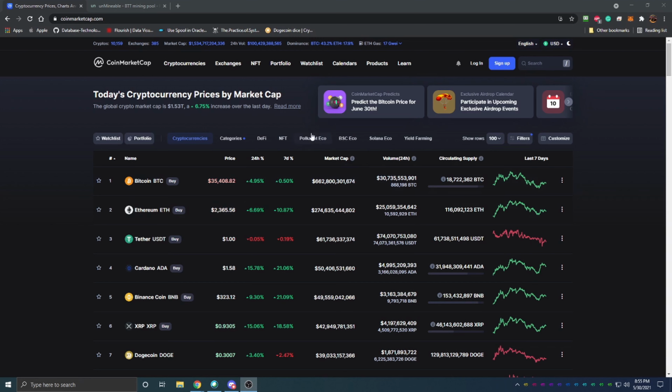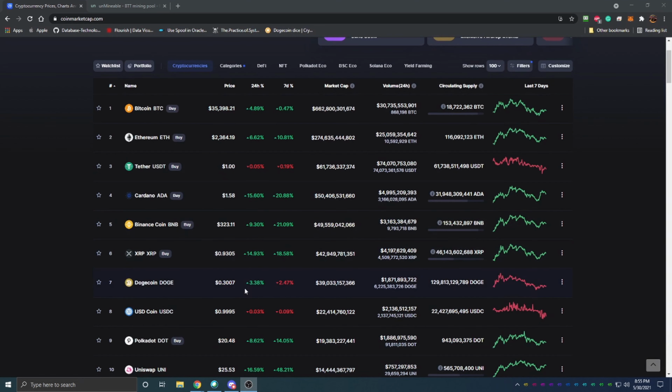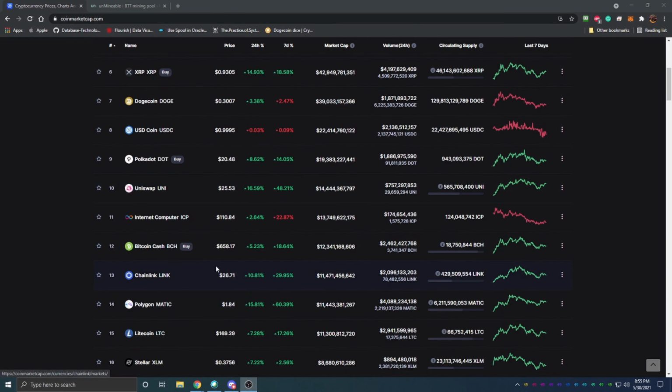So we're going to first start off by looking at the coin market cap and see here that Bitcoin is still down from where it was, but it's actually up on the day. So that's nice to see here. Some other popular coins, Cardano's $1.58, Dogecoin 30 cents, XRP's 93, Uniswap 25.53.